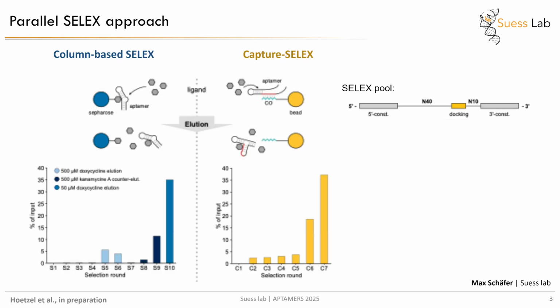And what we got is that we had a quite high enrichment in the column SELEX against doxycycline in around 10 rounds, after increasing stringency by counter selection and decreasing the elution concentration. Whereas we had similar enrichment in the Capture-SELEX after 7 rounds. But still the question remained, are there any regulatory active sequences in those enriched pools?